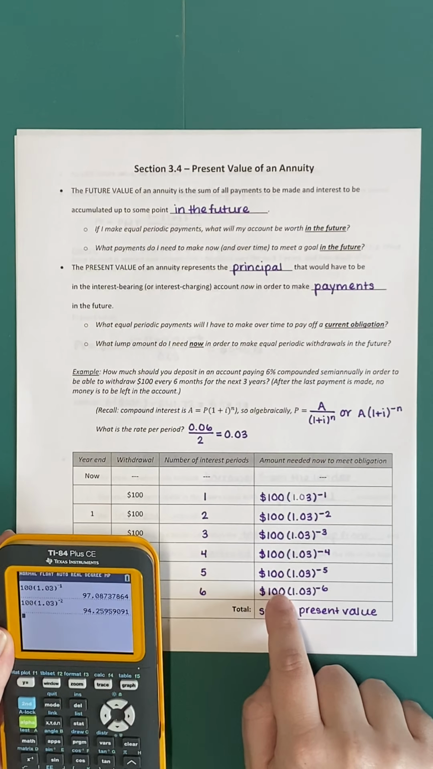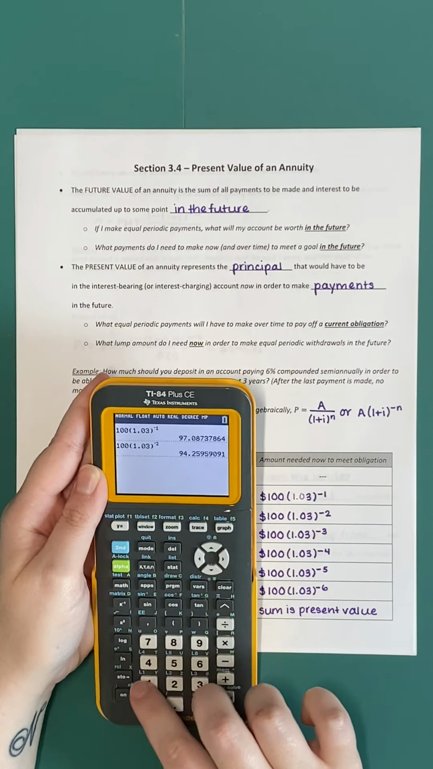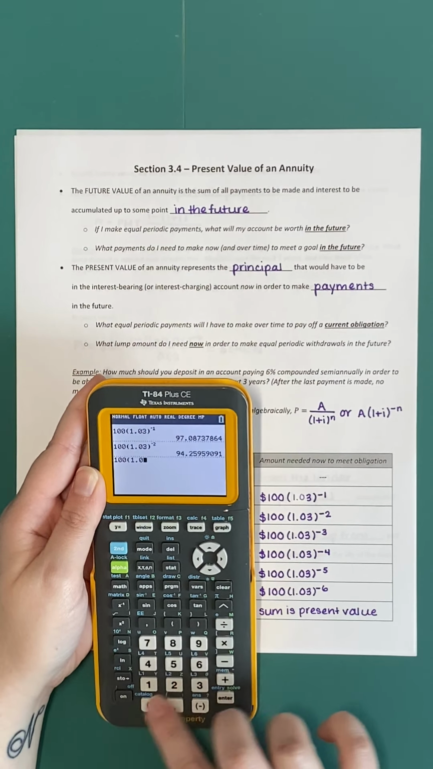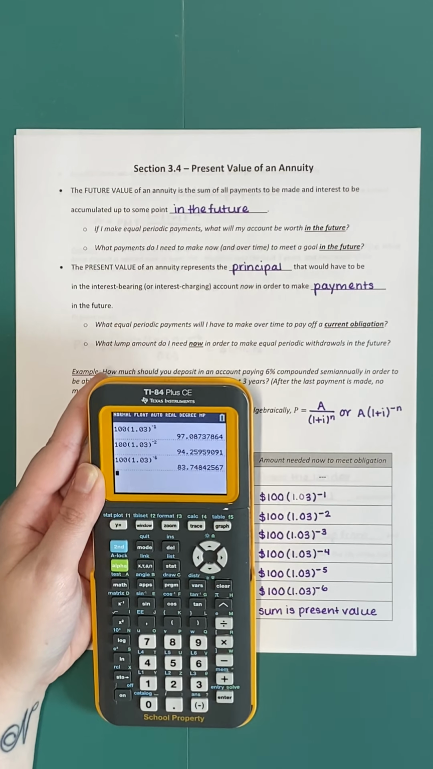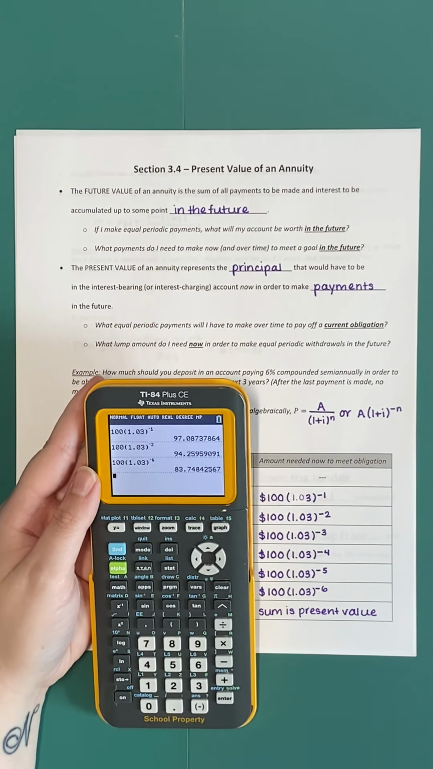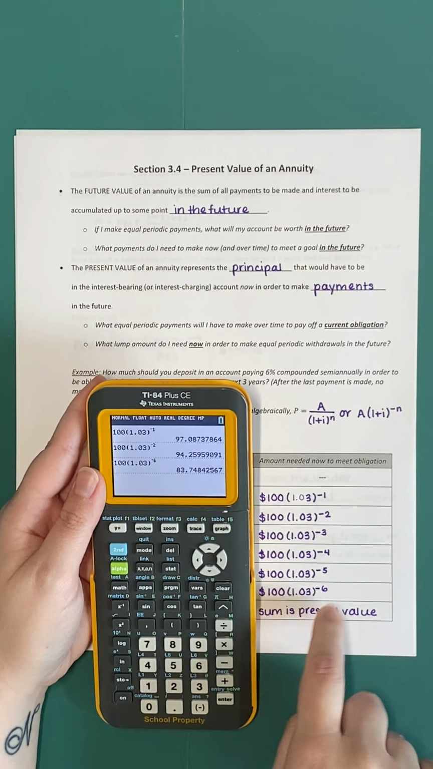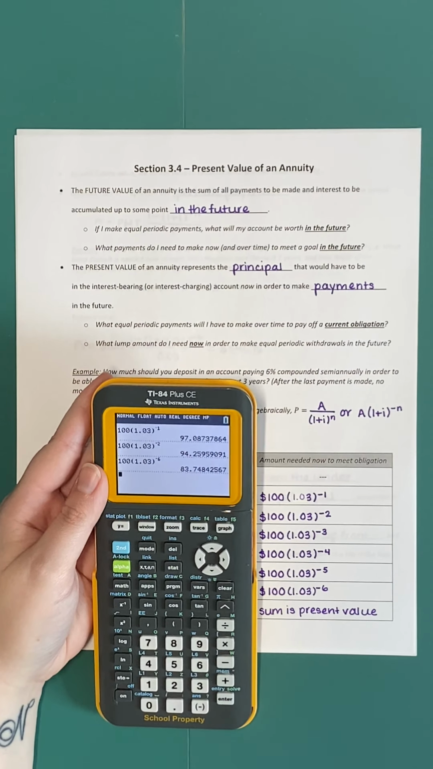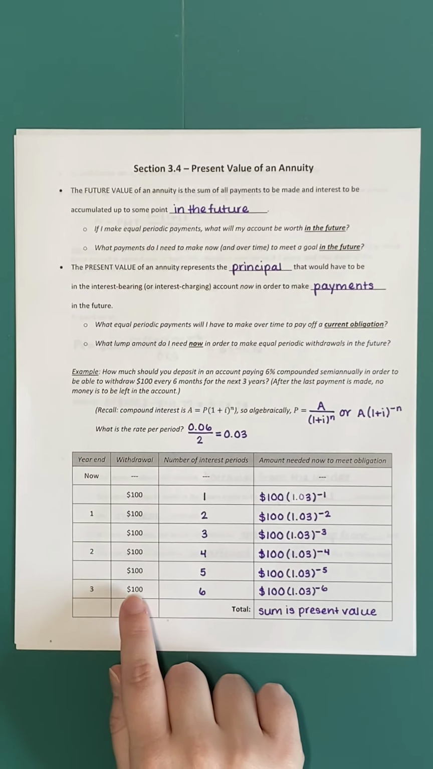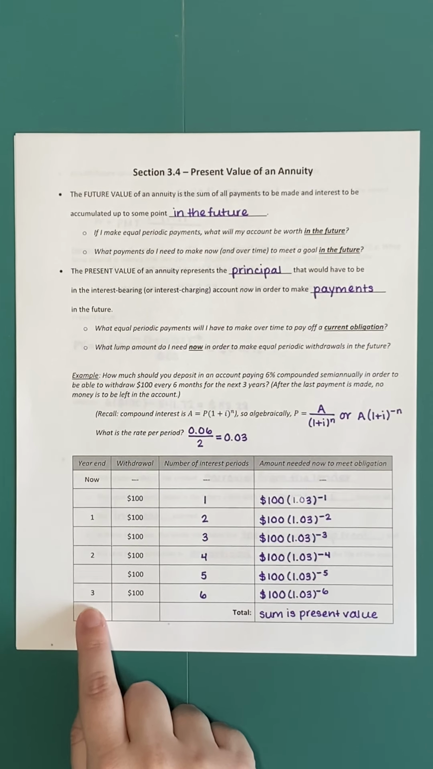Now, what about the very last $100 payment or withdrawal we have to make? 100 times 1.03, but now we're raising it to the -6 power. And that's going to be $83.75. And as it turns out, that's going to be the smallest value in this particular sequence. This is how much money I would have to deposit today in order to be able to withdraw $100 from this account 6 periods or 3 years in the future.